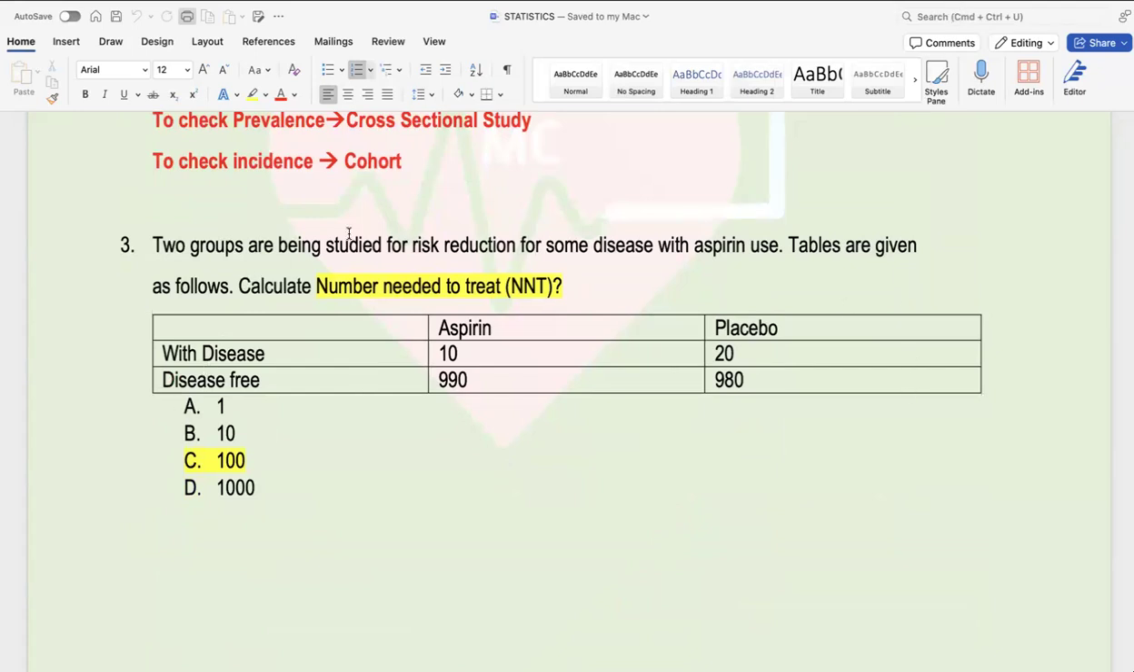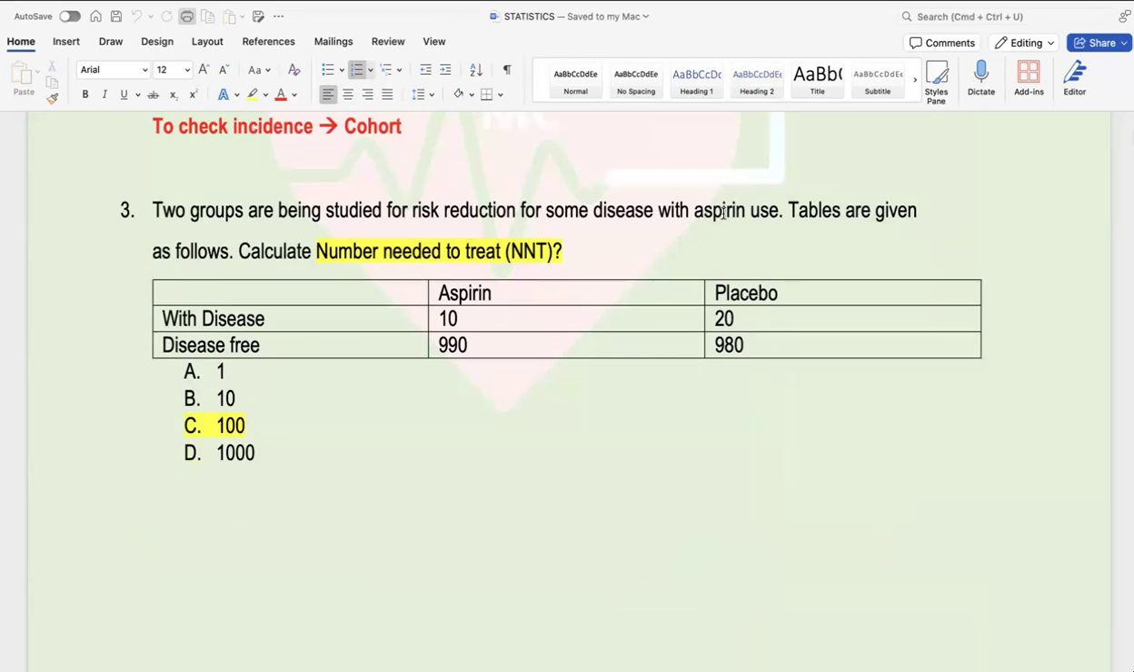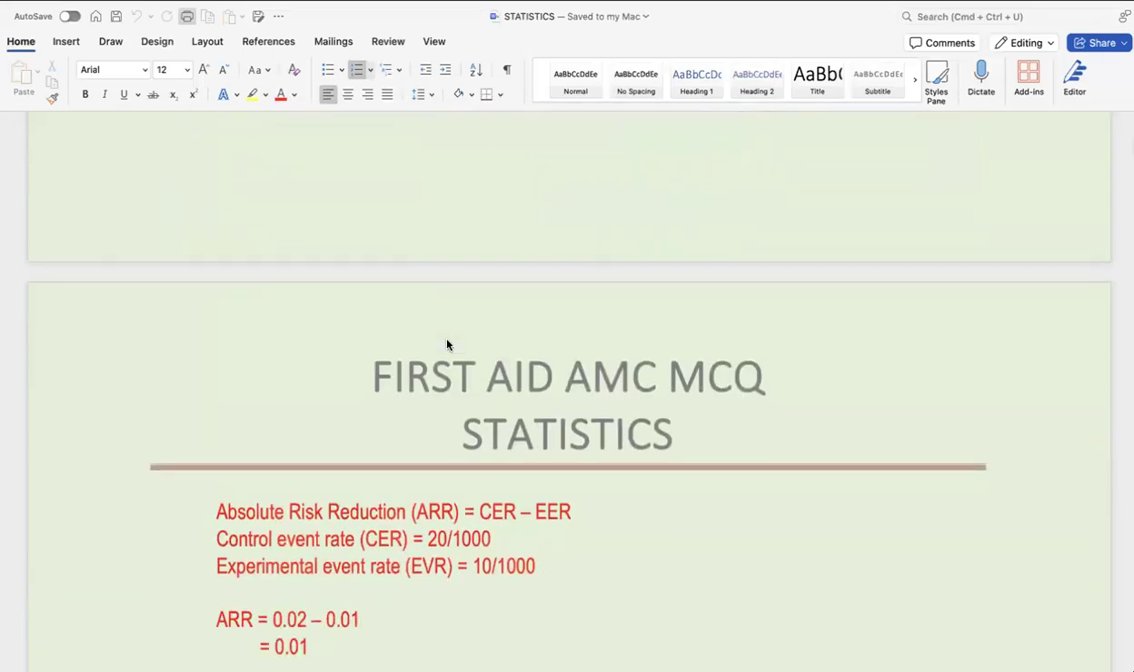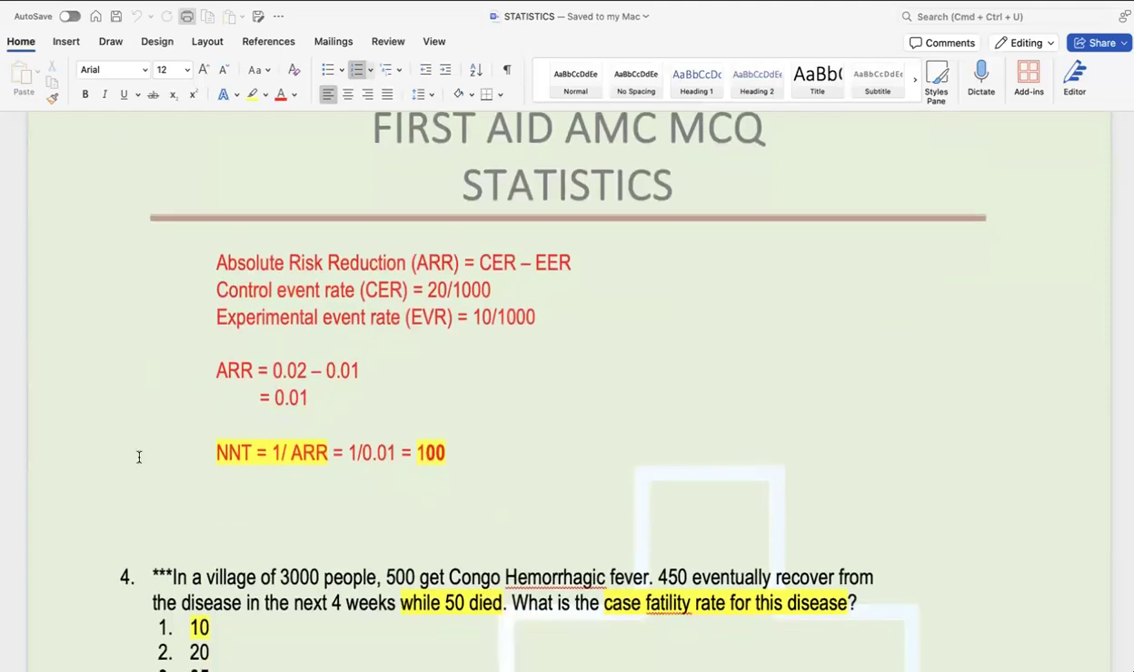Next, the question is about number needed to treat. Two groups are being studied for risk reduction for some disease with aspirin use. Tables are given as follows. Calculate the number needed to treat, NNT. For number needed to treat, there is a formula that we first need to know. NNT equals 1 by attributable risk. To find the number needed to treat, you need to find the attributable risk, right? Because if you find the attributable risk, you can easily do the math.